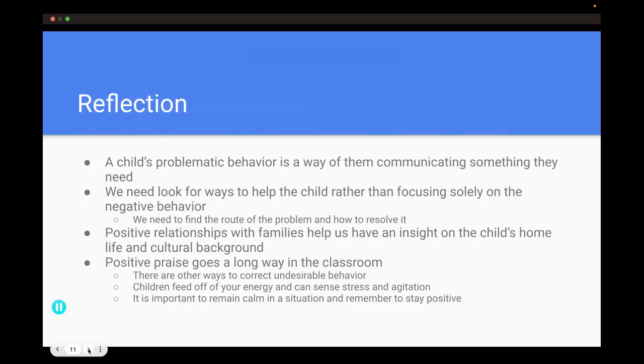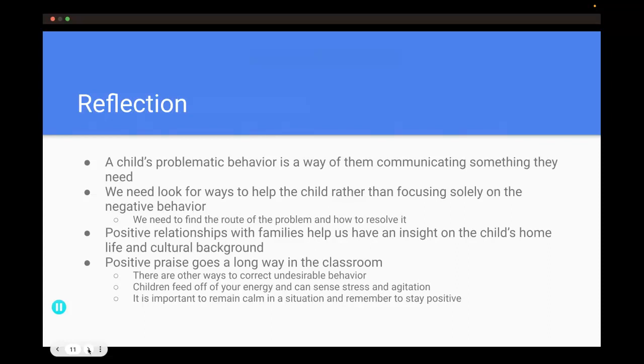And now moving on to the reflection. Some things I learned in the class over the past 7 weeks: a child's problematic behavior is a way of them communicating something they need. We need to look for ways to help the child rather than focusing solely on the negative behavior. We need to find the root of the problem and how to resolve it rather than just focusing on the bad behavior and just discipline.